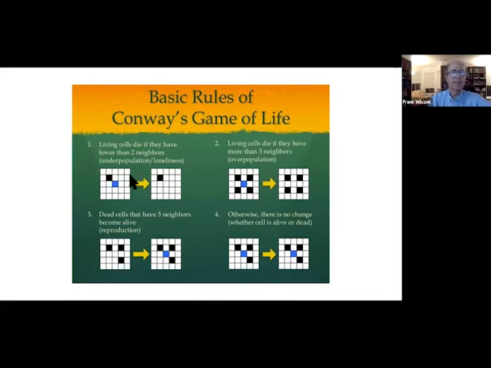If a living cell has fewer than 2 neighbors, it dies. So here's a living cell that has only 1 neighbor, it dies. Dead cells that have 3 neighbors become alive. That's called reproduction. If you have 4 nearby neighbors out of these 9, out of these 4 on the corners, then you die of overpopulation. Otherwise, there's no change. So those are the rules of life.